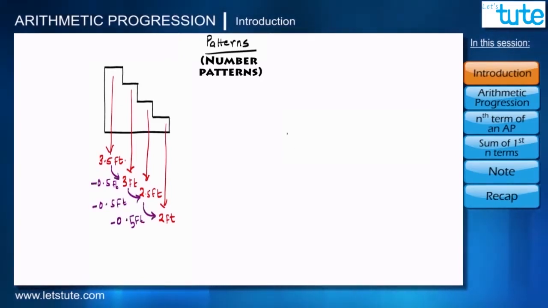Here is one more example. A man deposited 1000 rupees in a bank and it gives 100 rupees as interest at the end of the year. So at the end of the first year, the accumulated amount will be 1100. At the end of the second year, it will be 1200, then 1300, and so on. So every time 100 rupees is added to the previous amount.